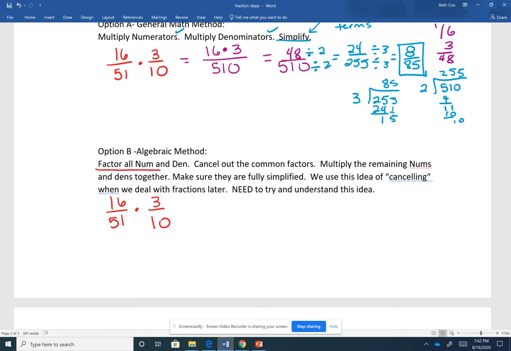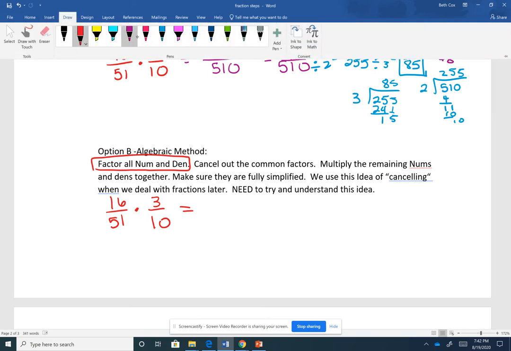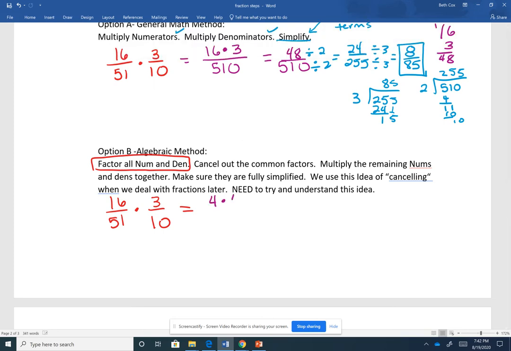Okay, so this one says factor the numerator and denominator. This is a little different. Factor means what times what is 16? Well, 16 is 4 times 4, and then times 3. So that's going to give me 2 times 2 times 2 times 2 times 3. There's my numerator. Now 51. Let me do the 10. The 10 is 2 times 5. I got that.